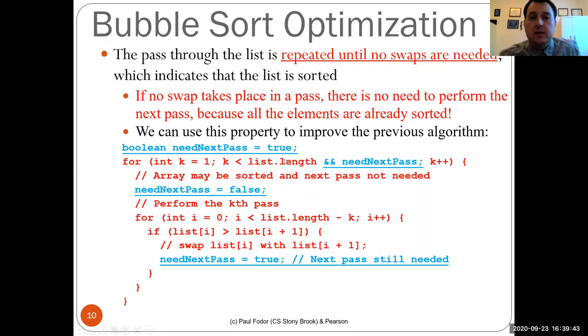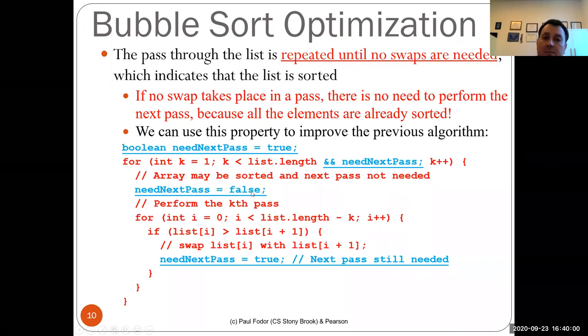And we can implement this. Basically, need next pass is assigned true. For every integer k from one to the length of the list, and the next pass is needed, then we assign to need next pass equal false. And then we again have the for loop that iterates from zero to the length minus k. If list of i is greater than list of i plus one, then we do the swap and we assign to next pass true.